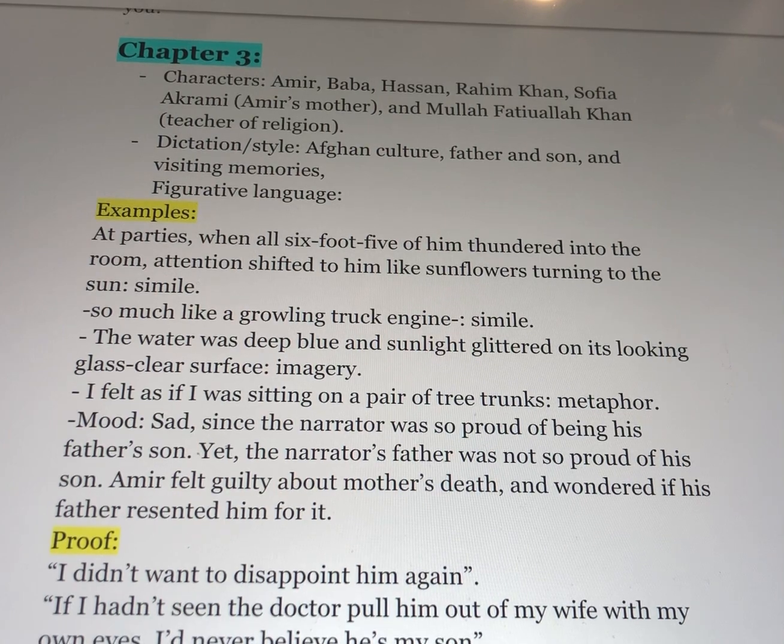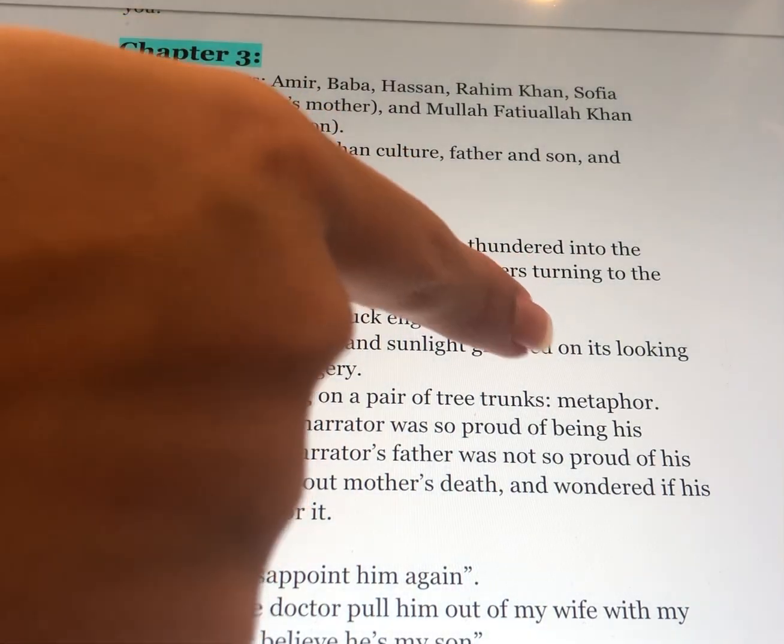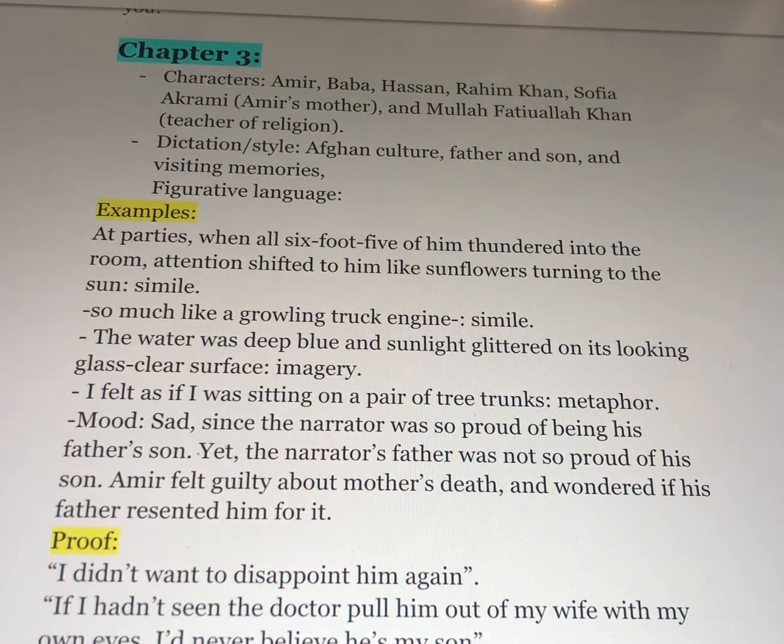And then you have the mood. So guys, sorry, this is not a metaphor, it is a simile. The mood.